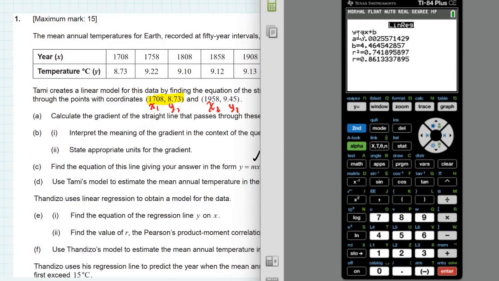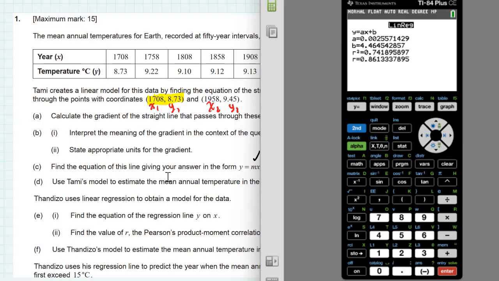We have the equation. The equation is y equals ax plus b, where a is 0.002557 or 0.00256, and b is 4.46. The r, not the r square, the r is 0.861. If your r is not coming out, you can go to mode and then put the stat diagnostic on. Make sure that you put it on.